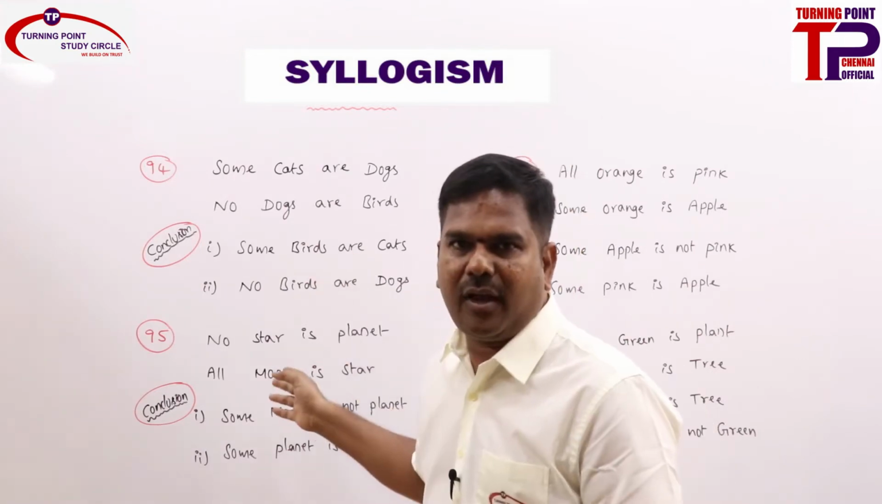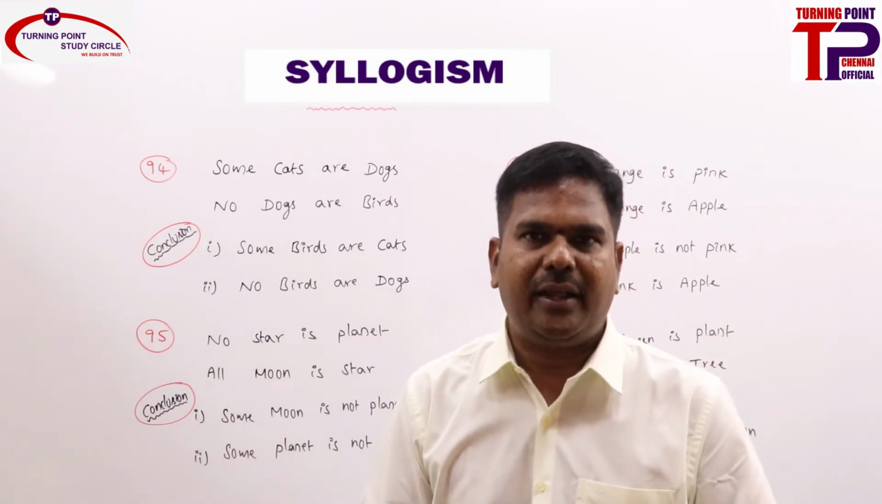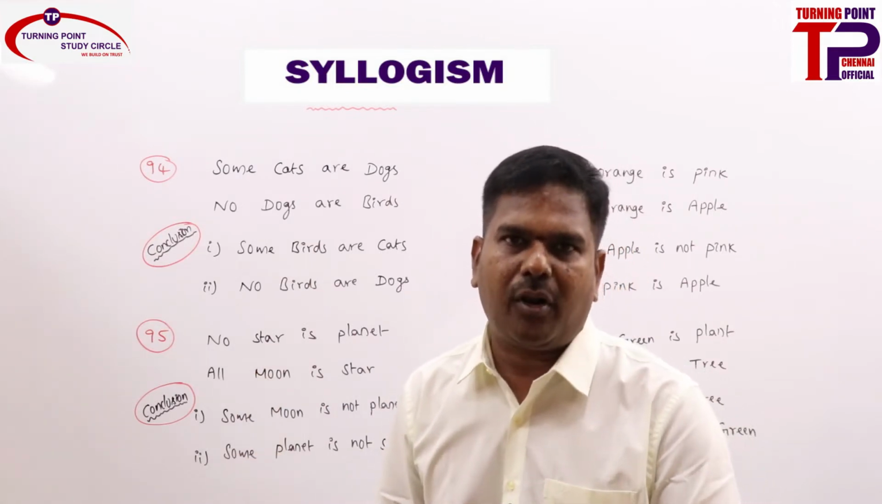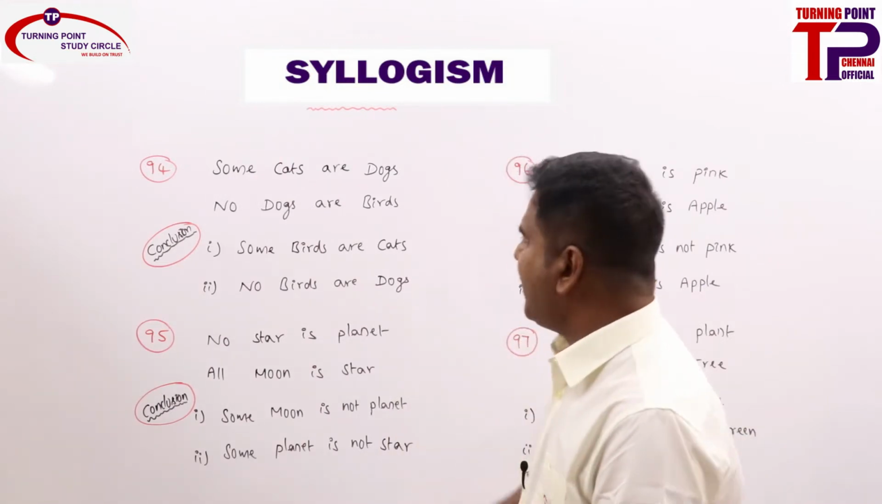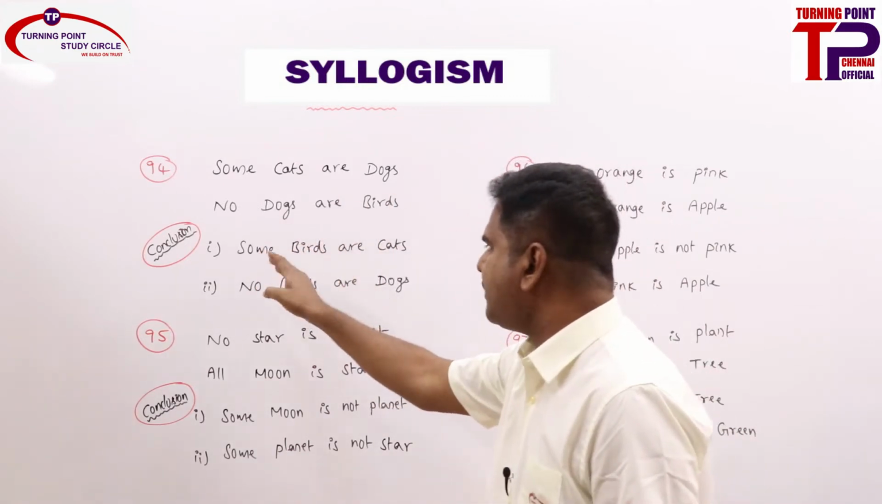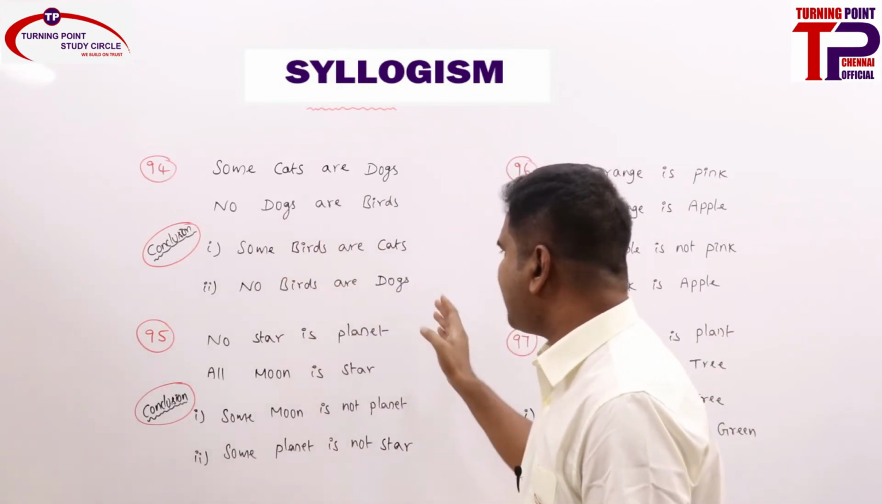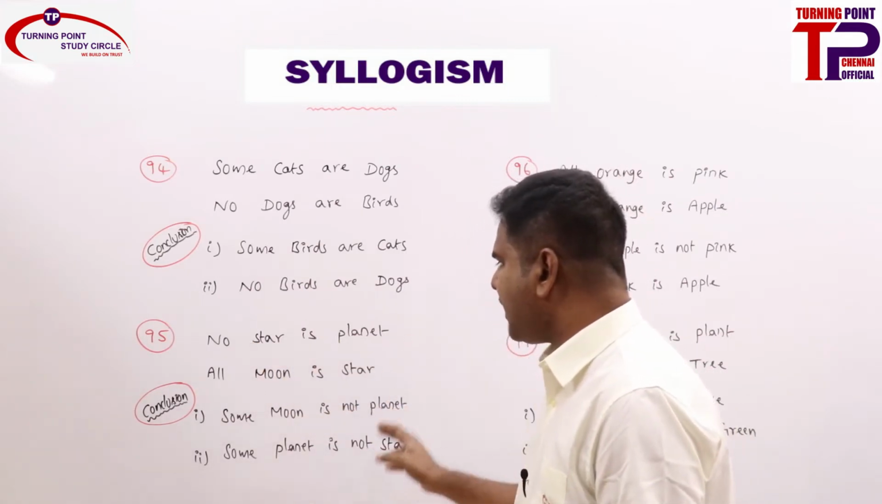Anyhow, first I will read it out, note it down. We will come back and I will discuss in detail. In the meantime you need to solve the problems without any mistake. You need to tell which all follow. Clear? So first, some cats are dogs, no dogs are birds. Conclusions: some birds are cats, no birds are dogs. Next, 95: no star is planet, all moon is star.